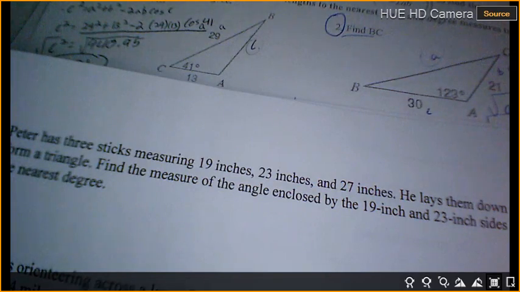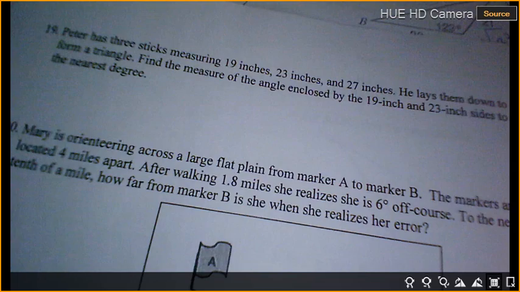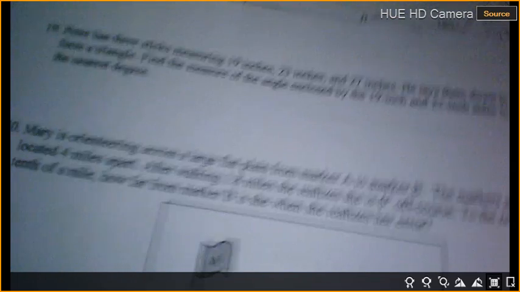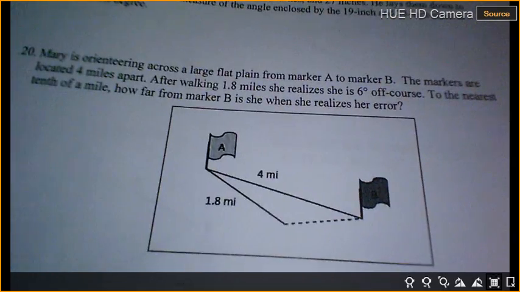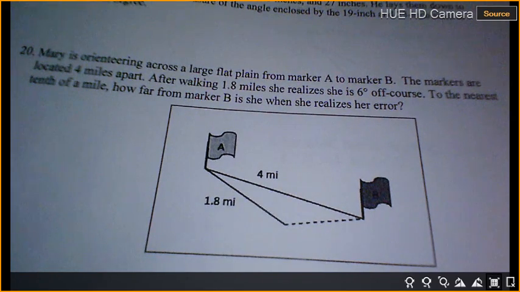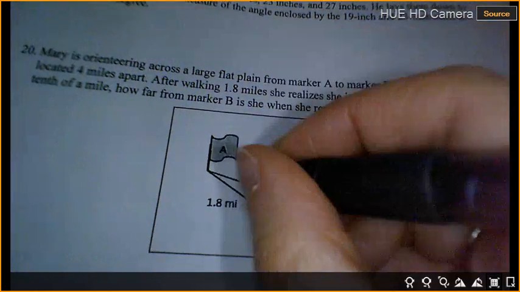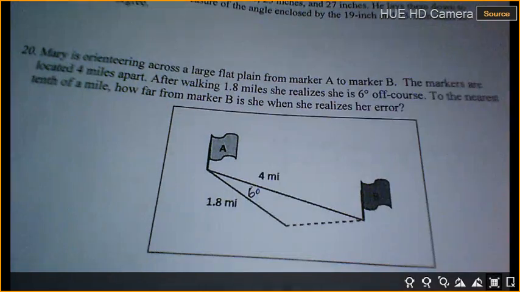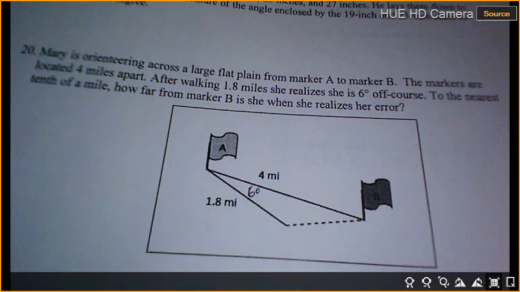Okay, let's look at number 20. Everybody with me? Mary is orienting across a large flat plane from marker A to marker B. The markers are located 4 miles apart. After walking 1.8 miles, she realizes she is 6 degrees off course. So the 6 degrees goes right here. To the nearest tenth of a mile, how far from marker B is she when she realizes this error?